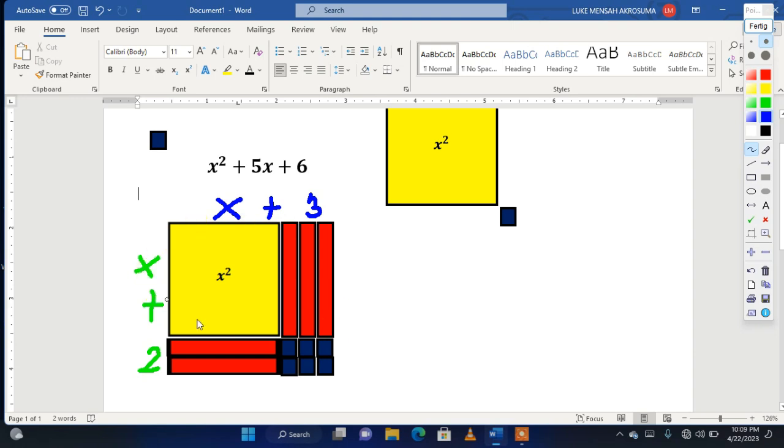Now this implies that the factors that make up the quadratic equation x squared plus 5x plus 6 are x plus 2 and x plus 3.